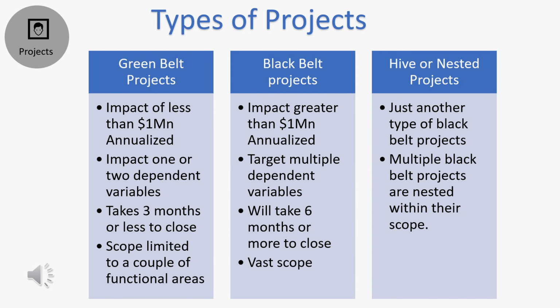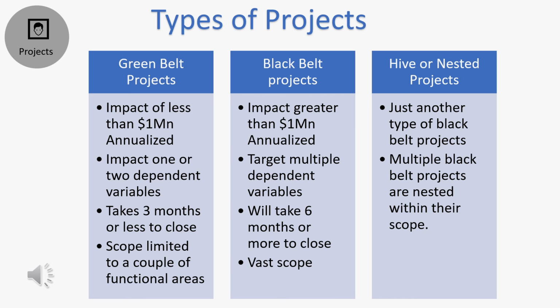Now let's see how projects are classified. The division is based on a few fundamentals which are not cast in stone, and they vary from organization to organization. Hence we will understand the generally accepted norms of classifying a project. Projects are named as Green Belt, Black Belt and Hive or nested projects.